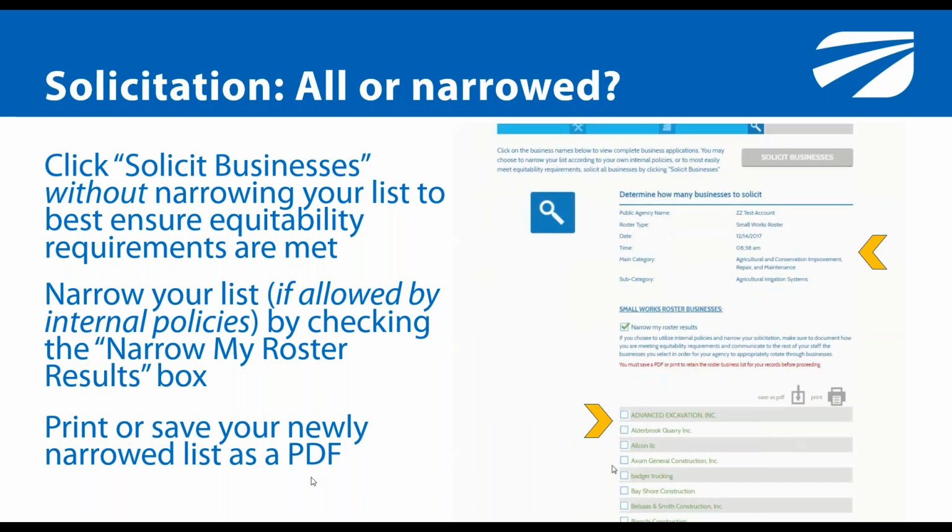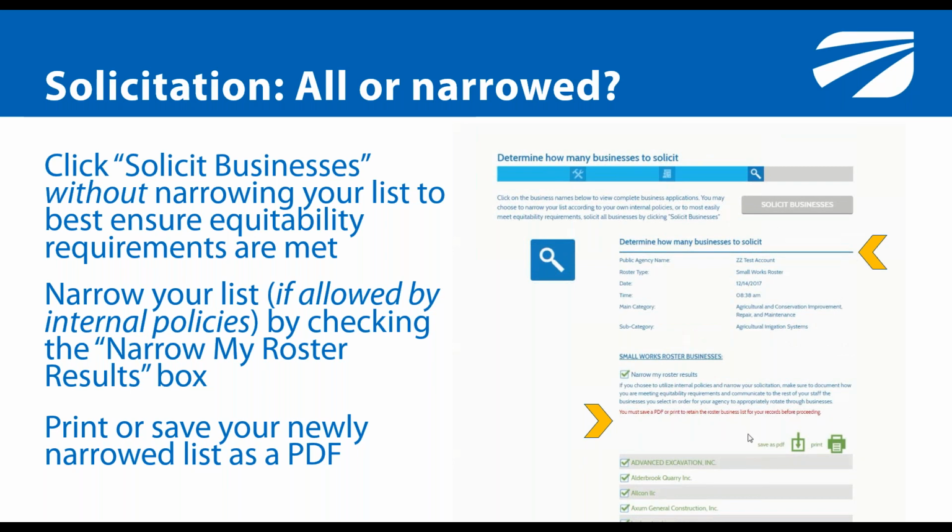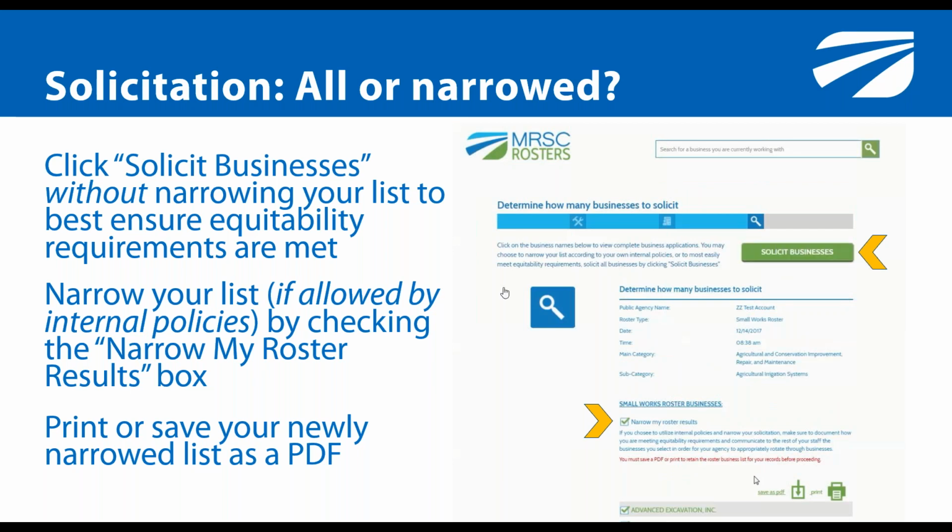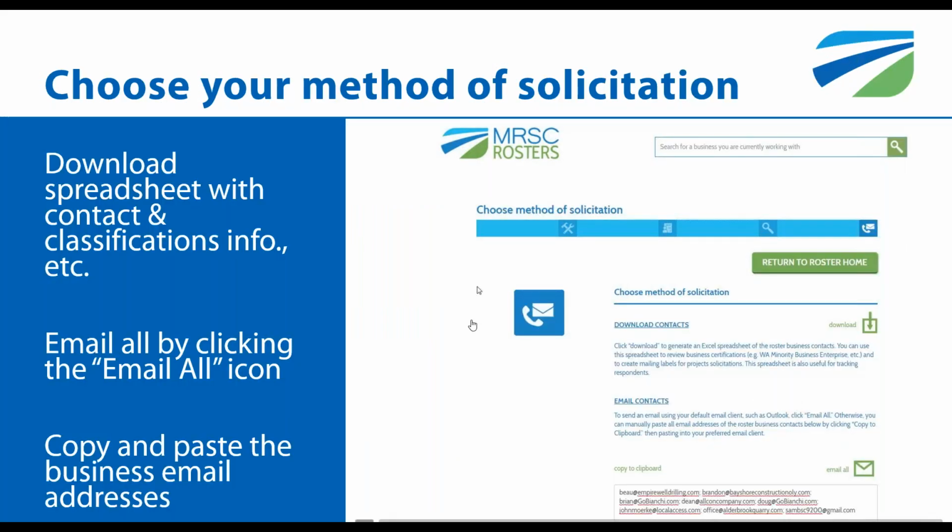It's going to activate checkboxes next to business names. You'll select these names, at which point you'll again need to save or print this new narrowed roster, and that is going to reactivate your solicit businesses button. And again, the reason for that is you want to make sure you have a record of that narrowed list. So if you are choosing that process, make sure that you are saving, documenting, and also making sure that you're remaining equitable within your internal policies that allow you to rotate.